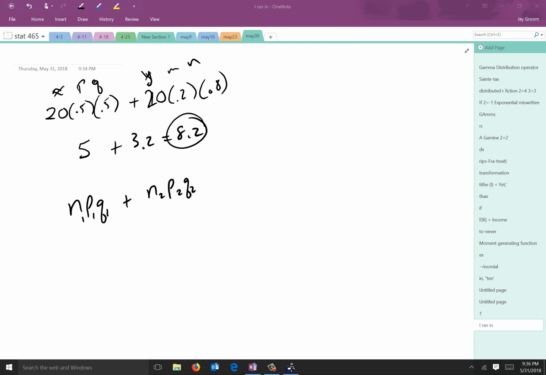Moment generating functions, again, once you've found them, simply take the derivative with respect to t, evaluate it at 0. That's your first moment. Take the second derivative, evaluate it at 0. That's your second moment, and so on and so on and so on. Okay?